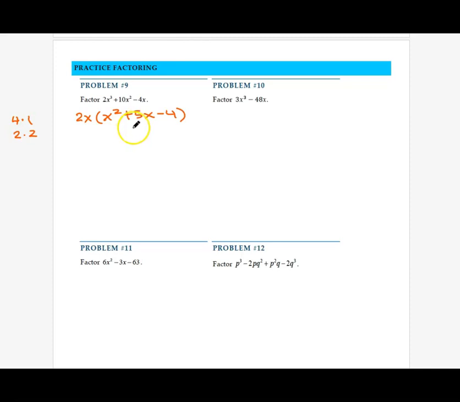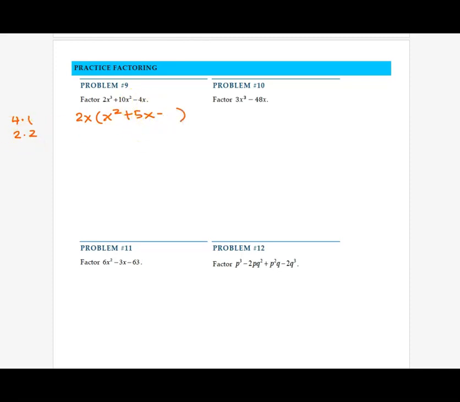Why is it negative 4 if we're multiplying 2x? Oh, I'm sorry, you're right. It should be a negative 2 there. Negative 4x divided by 2x is just going to leave me a negative 2.